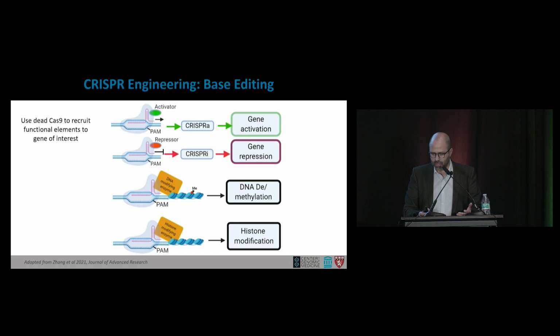Other engineering experiments that have been done: you can fuse different functional elements to these Cas9 proteins. You can add a transcription factor or a repressor, to recruit Cas9 and the transcription factor to the region of interest and either upregulate your gene of interest or repress it. You can also fuse it with DNA or histone modifying enzymes to either methylate the DNA or make modifications to the histones, again, to regulate the expression of your gene of interest.